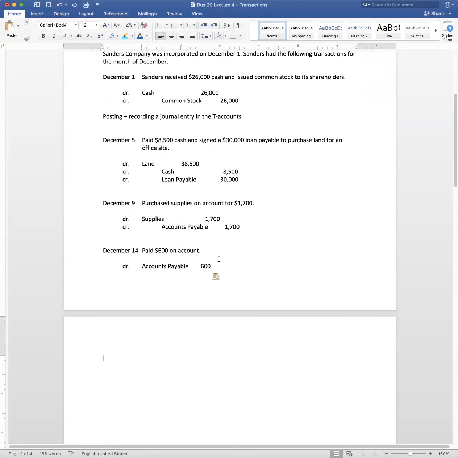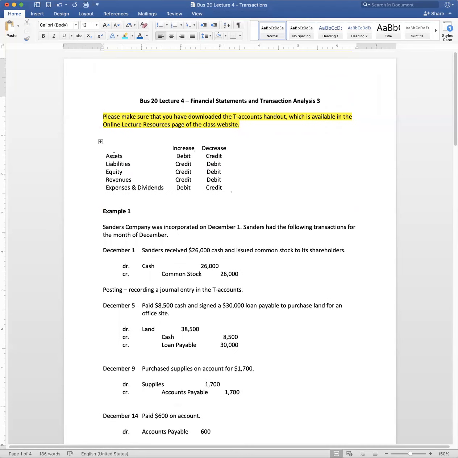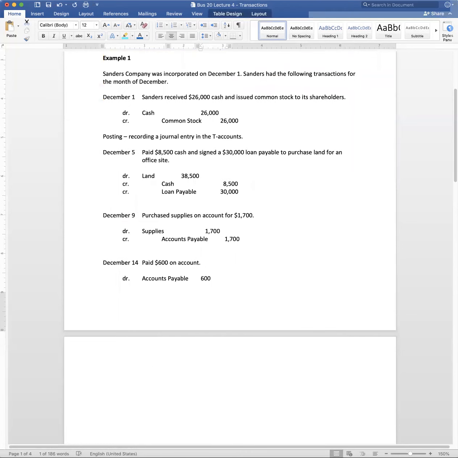And of course, what are we paying it off with, right? Well, we're going to be paying it off with cash. So cash is an asset, and since we're paying, cash is decreasing, that's going to be our credit. So let's credit cash for $600.